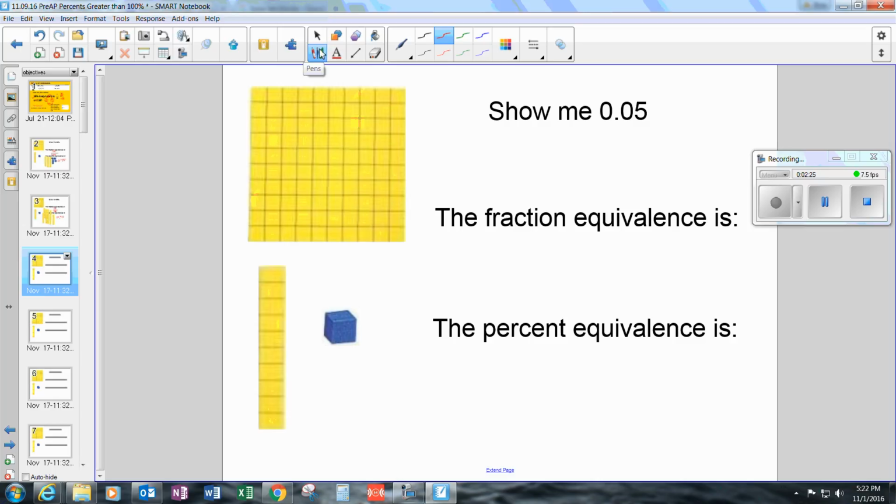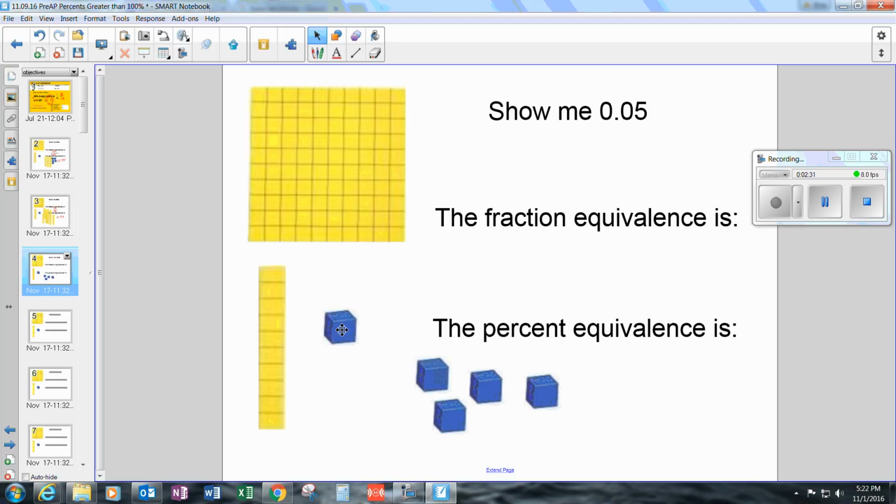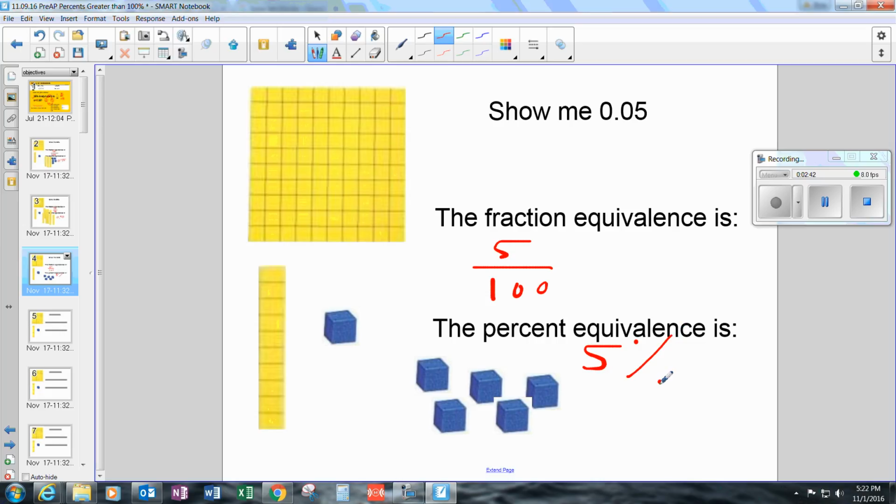Show me 5 hundredths. 1 hundredths, 2 hundredths, 3 hundredths, 4 hundredths, 5 hundredths. So how would you write that as a fraction equivalent? 5 hundredths. And what percent is that? 5%. Because this is 5 of the 100, or 5%.